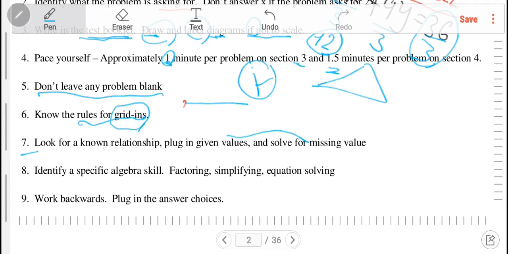Look for an unknown relationship, plug in the given values, and solve for the missing values. Identify specific algebra skills. Please don't forget factoring, simplifying, equation solving, and something like that. Ratio, percentage, and something like that. Work backwards, plug in the answer choices.